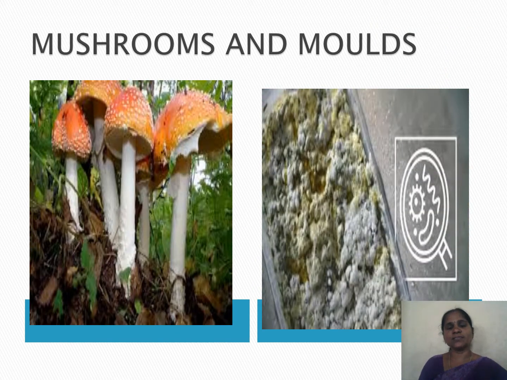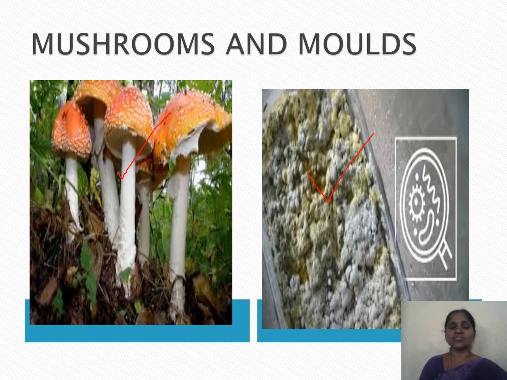These two plants we should call mushrooms and molds. These are mushrooms and these are molds. Are those two plants green in color? No. Those two plants are not green plants, because they do not have chlorophyll to prepare their own food. So where do they get food from? These two plants get their food from the dead and decaying matter of plants and animals.